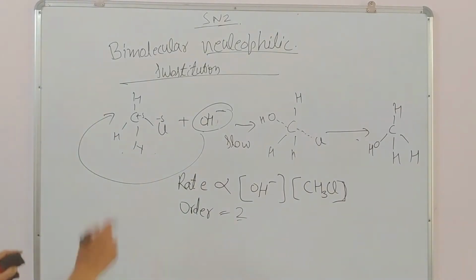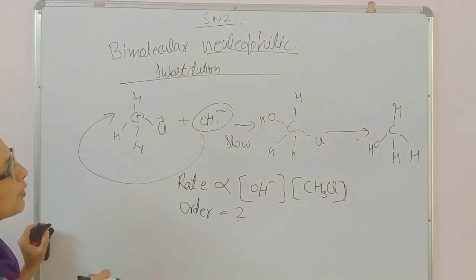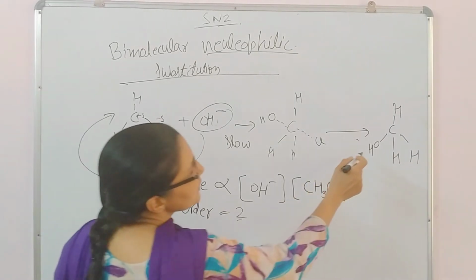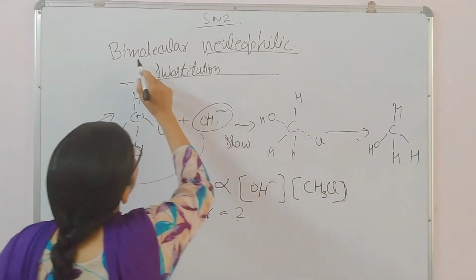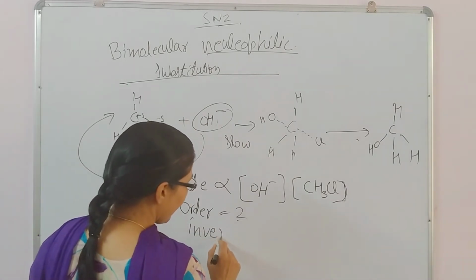One more thing, suppose this one is a chiral center. Rather than this compound, suppose we are taking 2-chlorobutane. What will happen? We get inversion. In SN2 mechanism, inversion will take place.